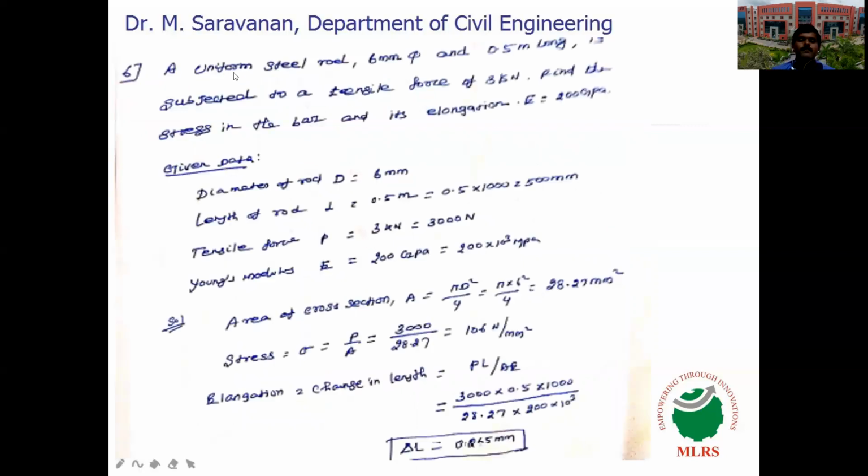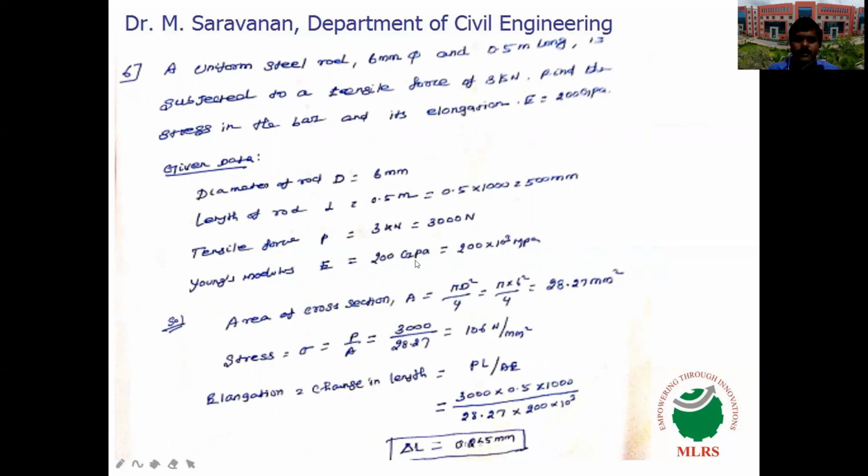So now you can see this problem. A uniform steel rod 6 mm diameter and 0.5 meter long is subjected to a tensile force of 3 kN. Find the stress in the bar and its elongation. E is equal to 200 gigapascal, given. So they are asking you to find out the stress and elongation value.